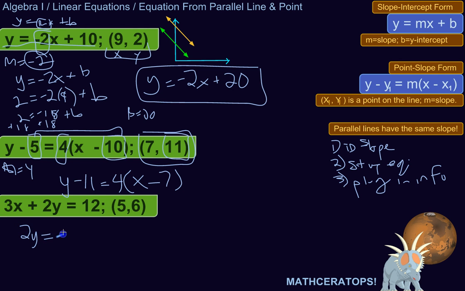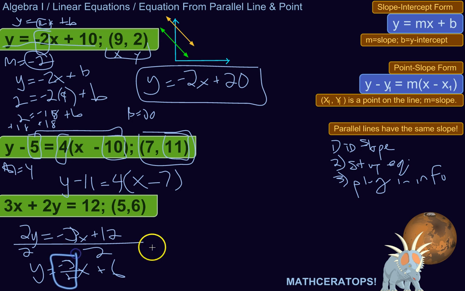2y equals negative 3x plus 12. I just move this 3x over to the side so it's looking more like that. Now I want y by itself, so I'll just divide both sides by 2. So y equals negative 3 halves x plus, and then 12 divided by 2 is 6. So my slope is negative 3 halves.